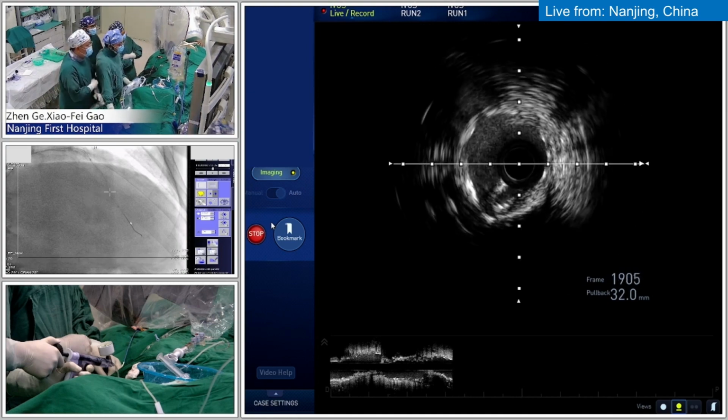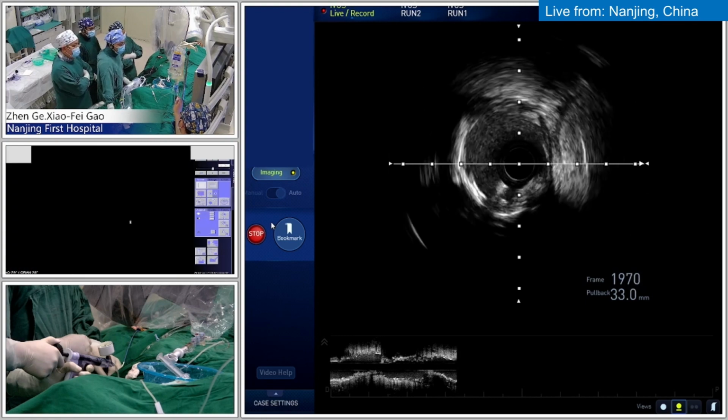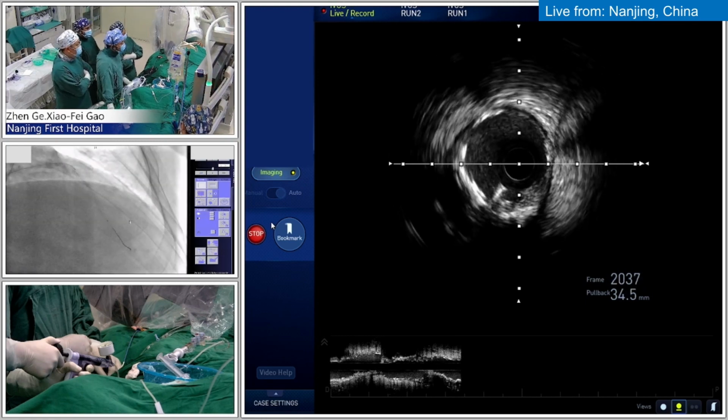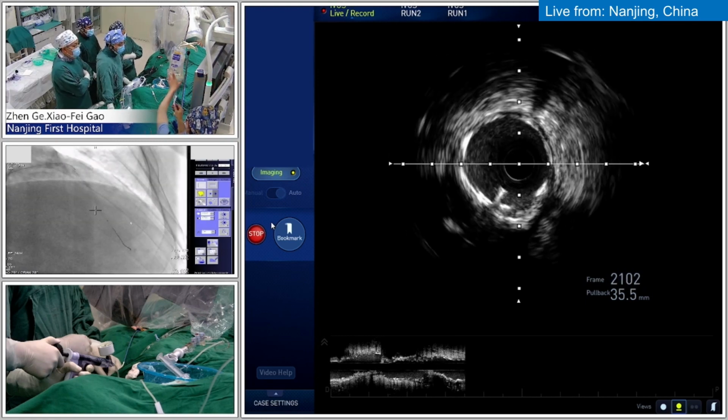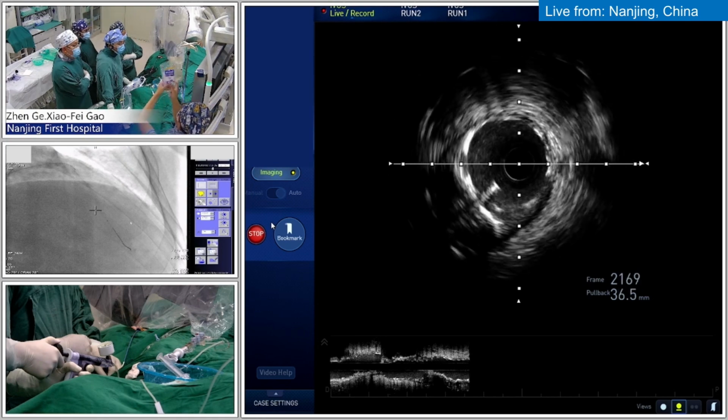I think so, yes. This is the first diagonal. Yeah, this is the first diagonal. So here is the proximal LAD.